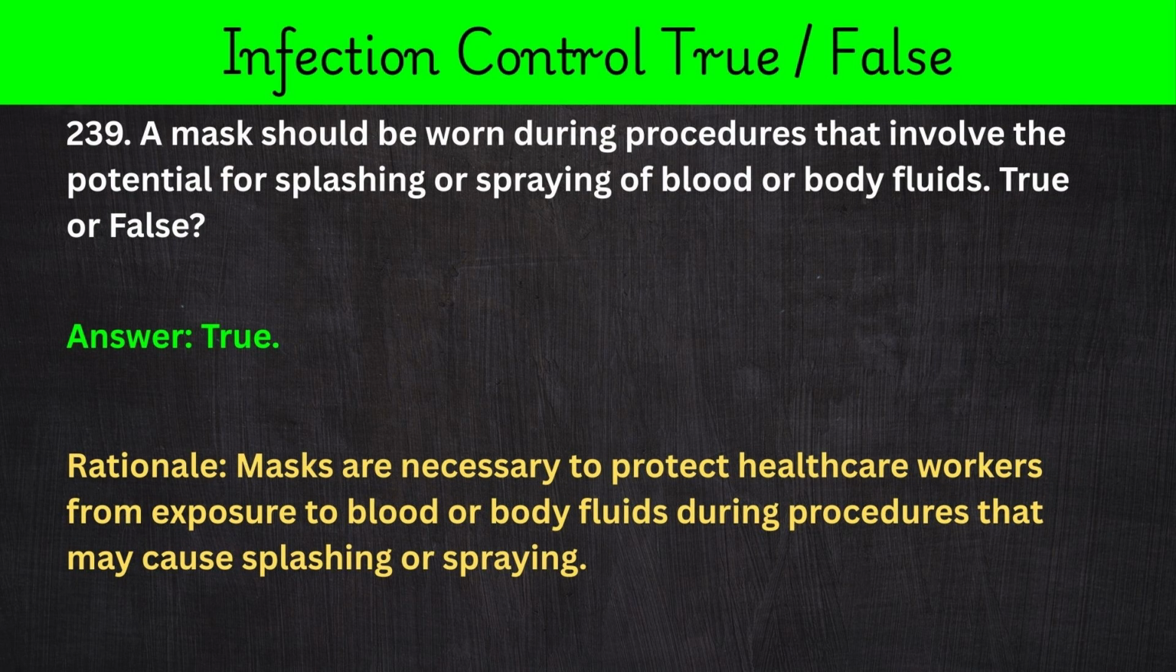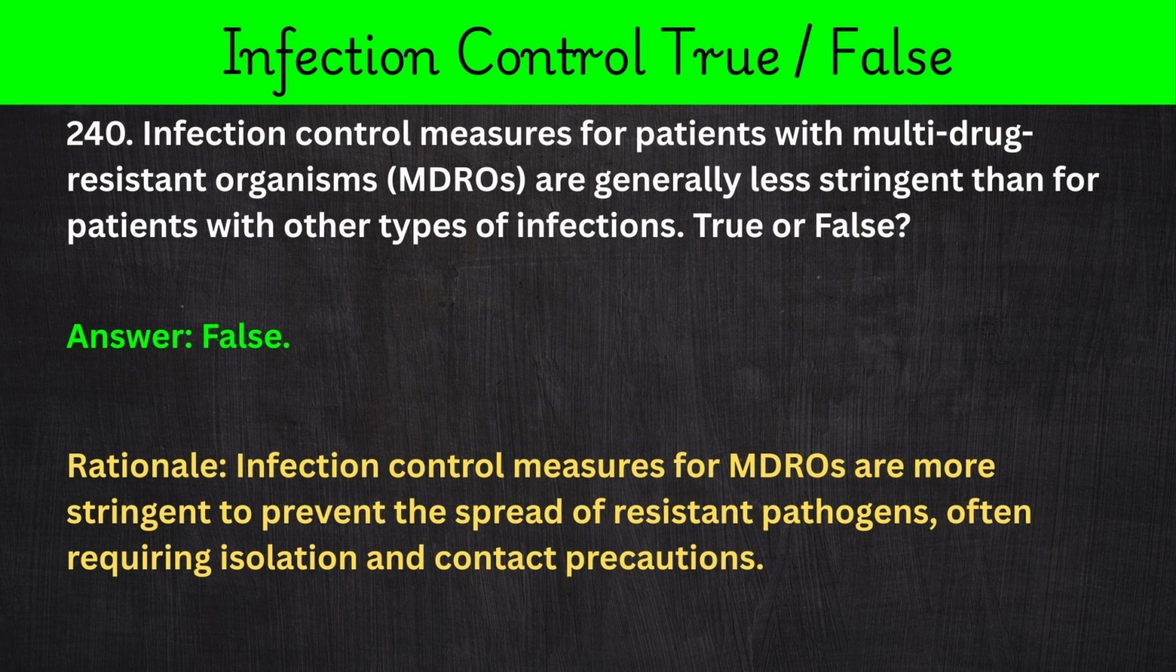239. A mask should be worn during procedures that involve the potential for splashing or spraying of blood or body fluids. True or false? Answer: true. Rationale: masks are necessary to protect healthcare workers from exposure to blood or body fluids during procedures that may cause splashing or spraying.